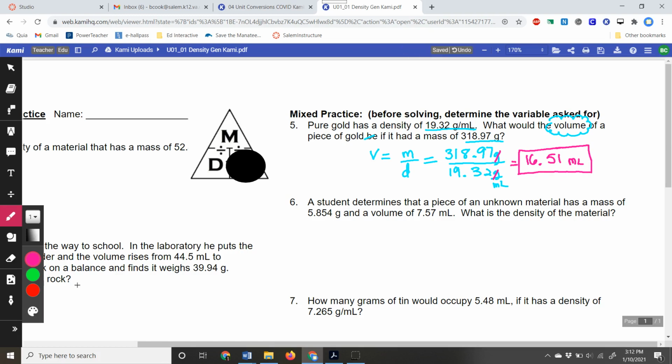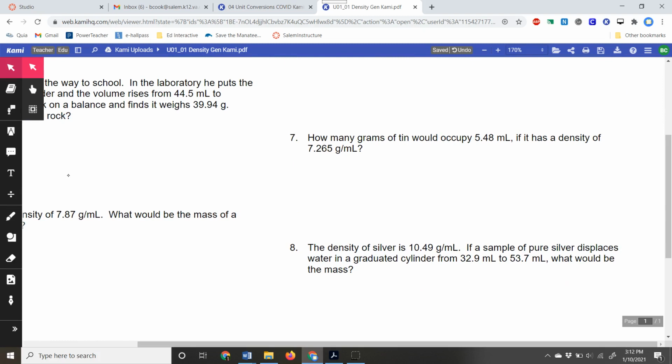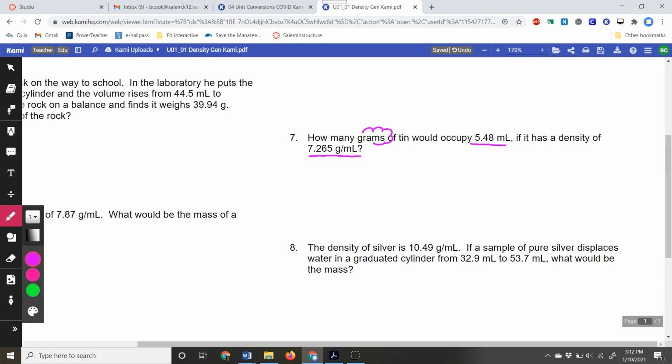The other problem that I wanted to go over with you is number 7. Let's take a look at number 7 and see what we're asked to solve for in that problem. It says, how many grams of tin would occupy 5.48 milliliters? So they're giving us volume in this particular example, if it has a density of 7.265 grams per milliliter. We're asked to solve for grams.